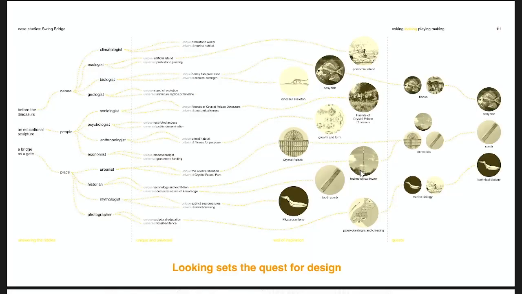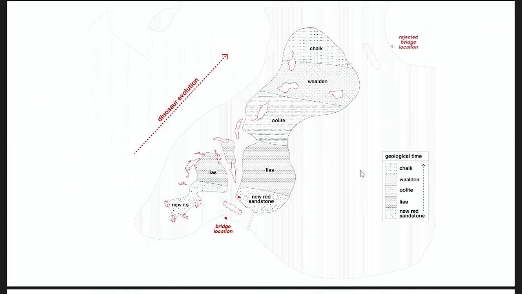So what we're hoping for is to then end up with a set of what we call quests. And quests then determine the next stage, which is the architectural bit, which is about form making and making propositions. So I'm going to go through one project in particular, which is the swing bridge.